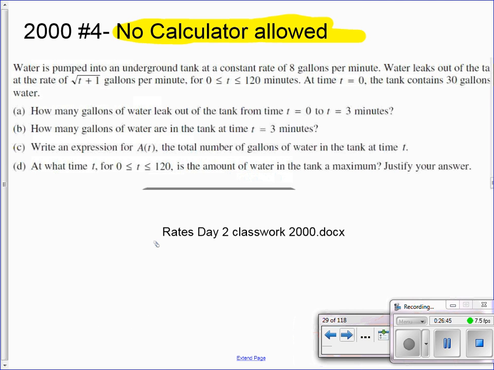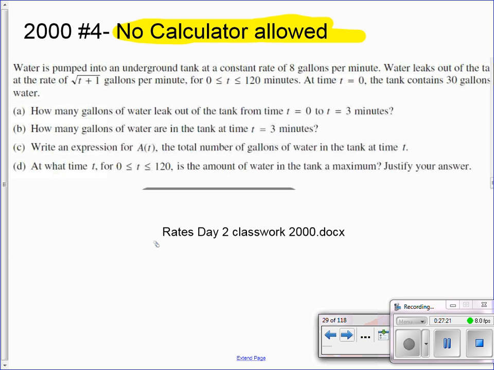Okay. Almost always the rate problem is a calculator problem. But back in May of 2000, when kids got this problem, it was a number 4. It was a rate in minus rate out, but it was no calculator allowed. So I wanted to at least talk about it a little bit.